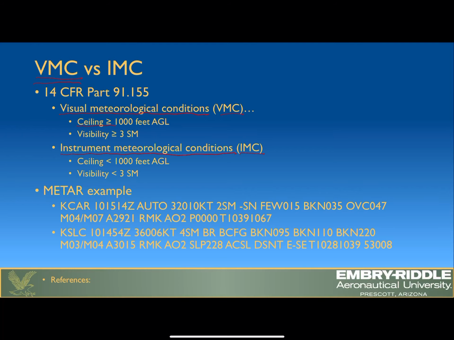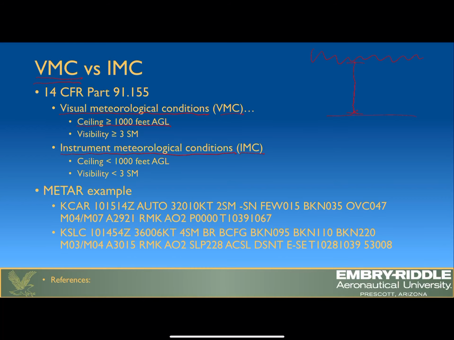Your ceilings, so your cloud cover, need to be greater than or equal to 1,000 feet AGL. So if you're on the ground and you have a layer of clouds above you, that means you need to have 1,000 feet between you and the cloud, 1,000 feet AGL. And the visibility needs to be greater than or equal to 3 statute miles. If one of those conditions is not met, then we are in IMC.